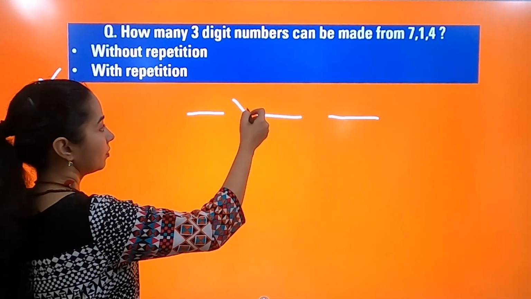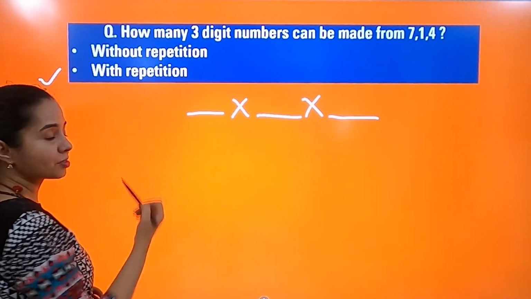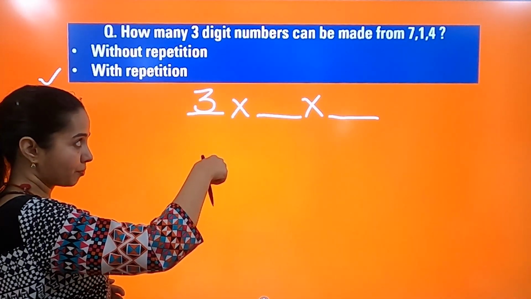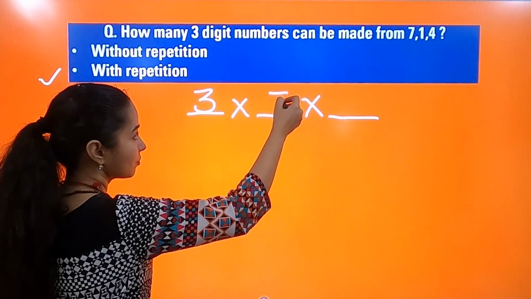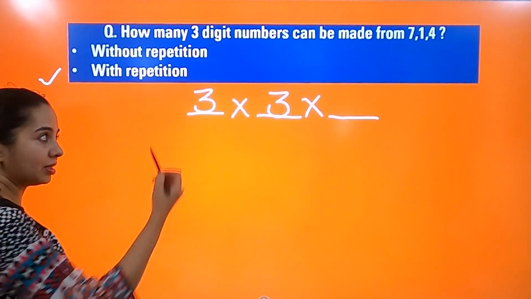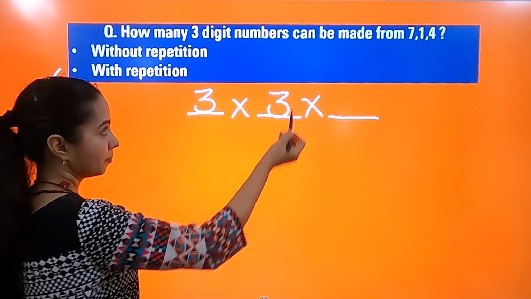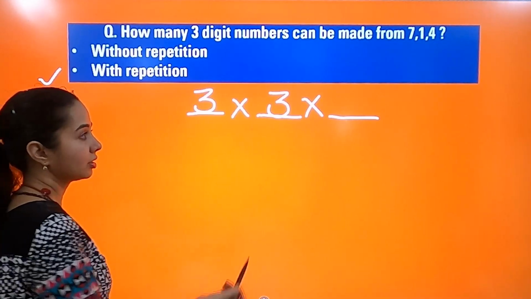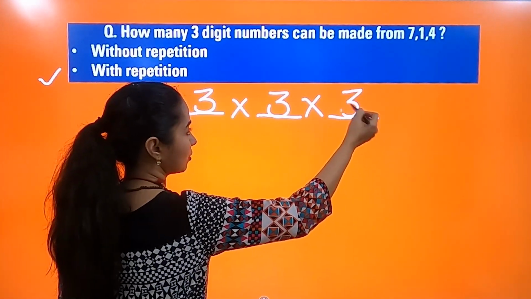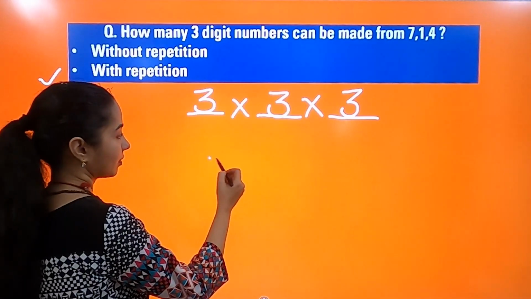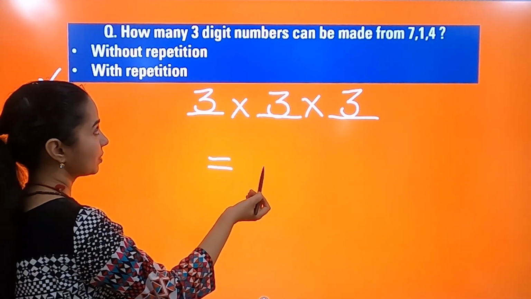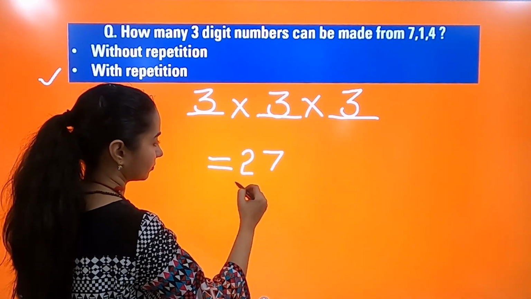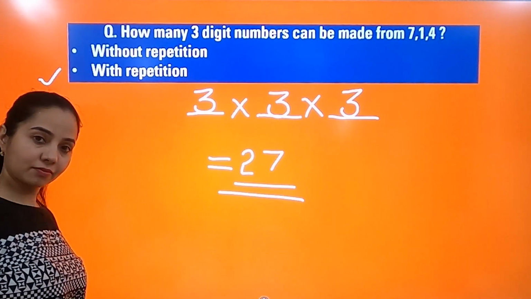So now repetition is allowed. So how many options do I have for the first place? 3 options. For every option, again I have 3 options for the second place, right? So I'll multiply this number with 3 because this time I can use any of the 3, 7, 1 and 4 since repetition is allowed. And the same goes for the third place also. So how many numbers can we form with repetition? It will be 27. Is it clear?